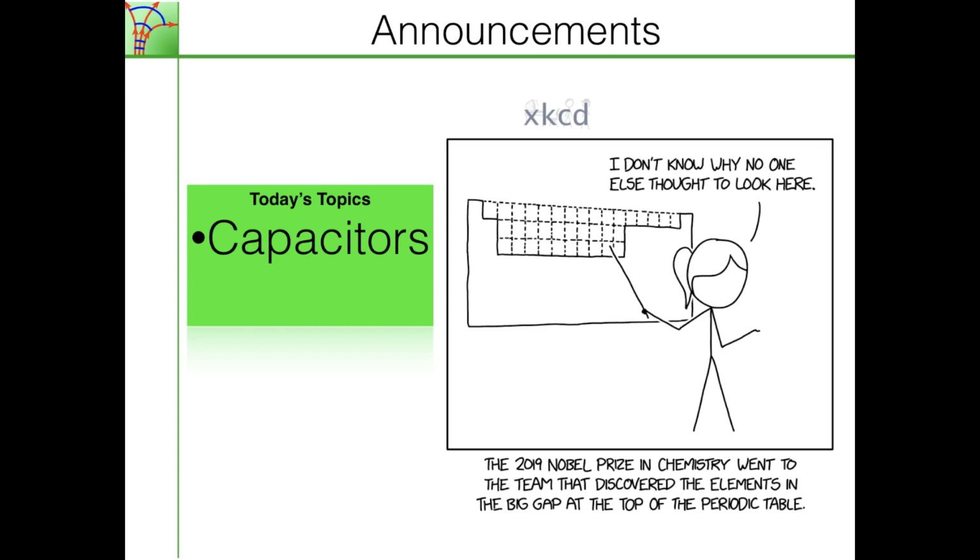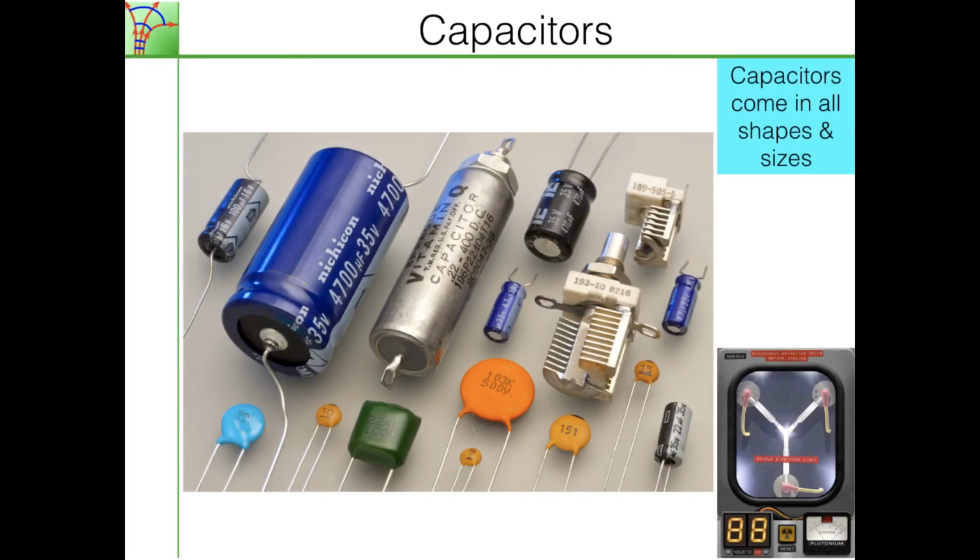Today we're going to talk about capacitors, our first of the electric circuit elements. Capacitors come in all shapes and sizes. Here's a few examples, some small ones, some large ones here. This particular one is used for time travel.